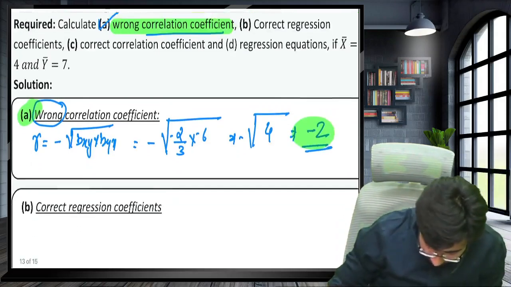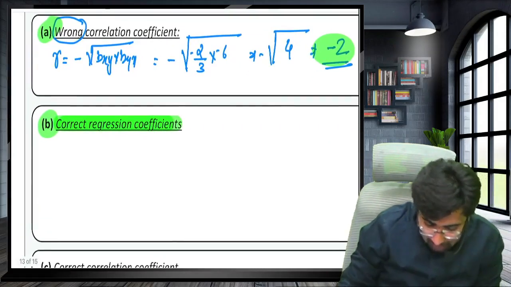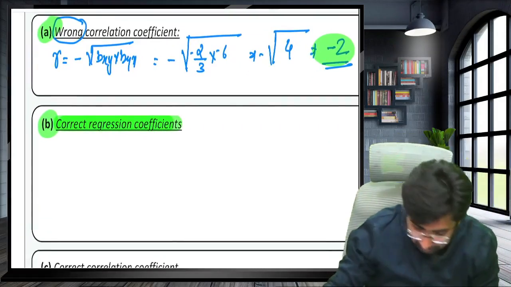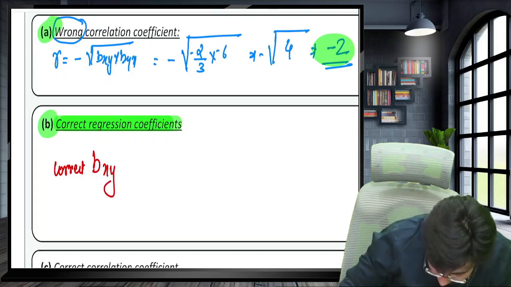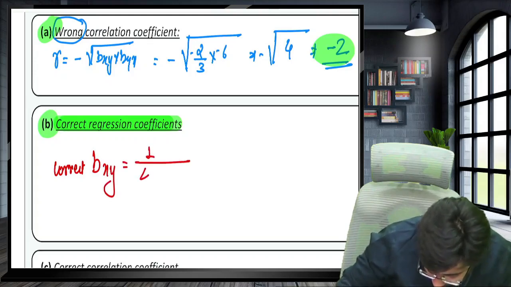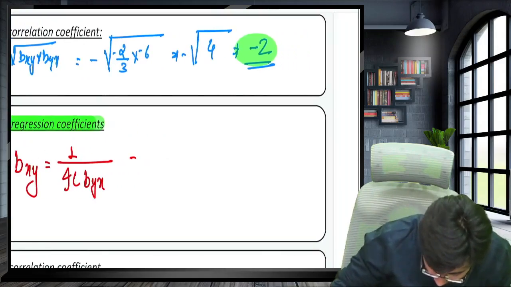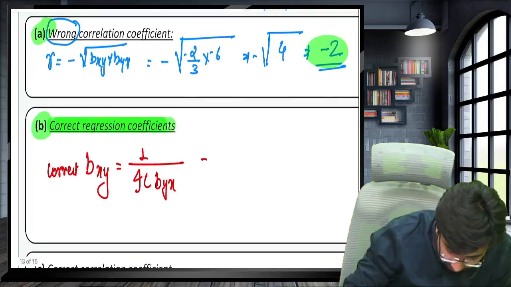Guys, now compute the correct regression coefficient. Now I am asking about the correct regression. Tell me the correct bx on y. So this will be 1 upon incorrect by on x. So let's take the reciprocal of, sorry, I have to solve more things. Wait, limited space.